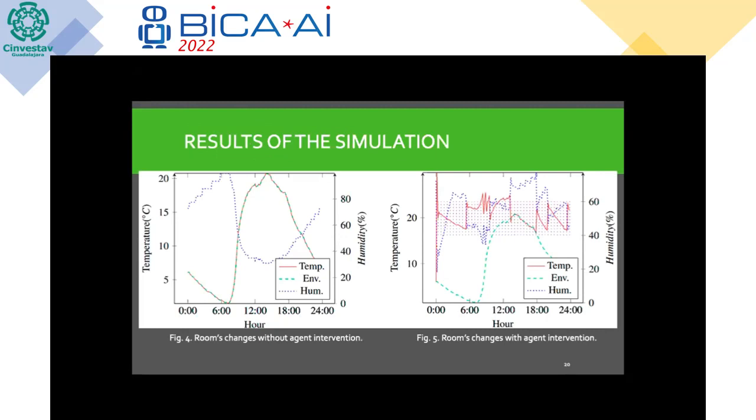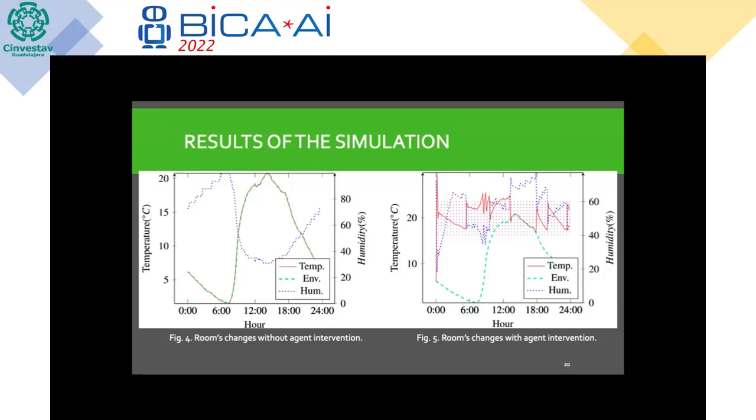Now for the results of the simulation. To the left, figure four, you can see, first of all, our model of the room. Since our time step is of 10 minutes, it's easier to understand how it works. Basically, the room is fully dependent on the environmental pressure, and as the temperature of the environment reduces, so goes the room's. Likewise, when it increases.